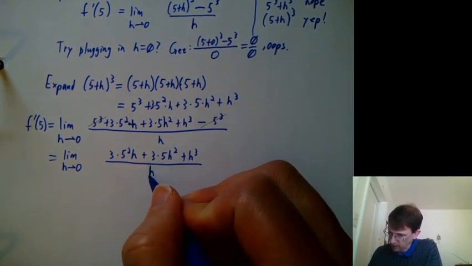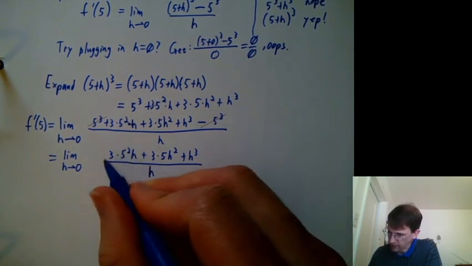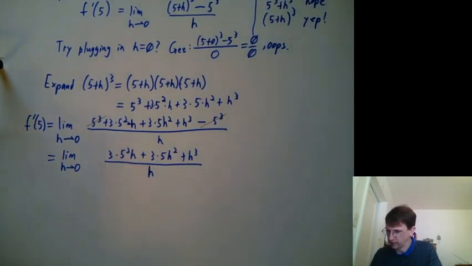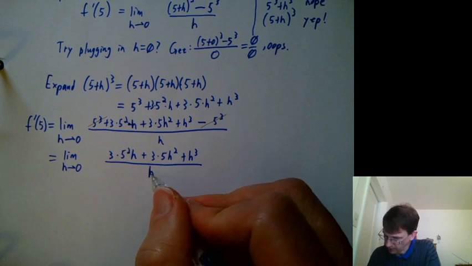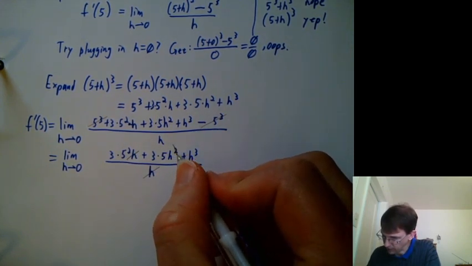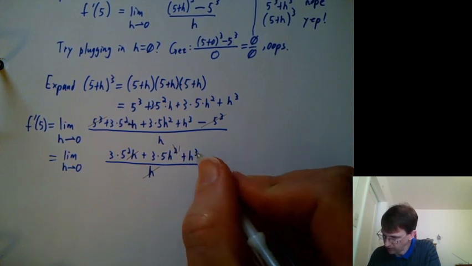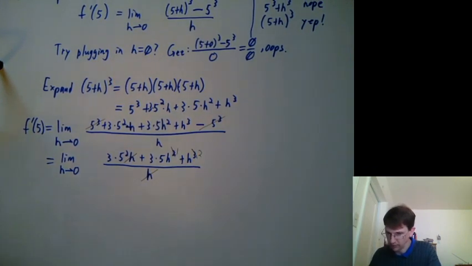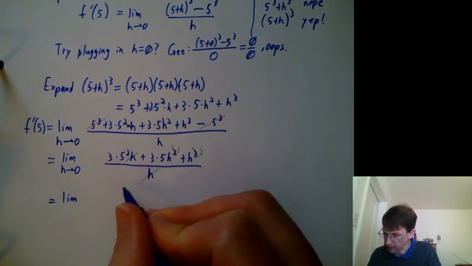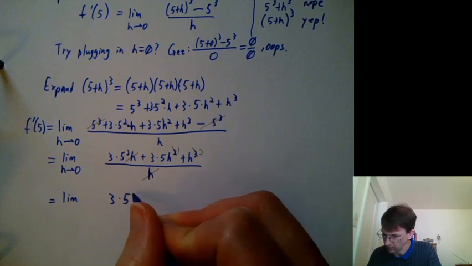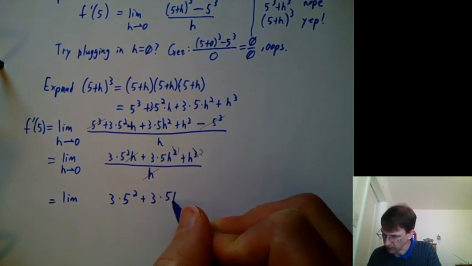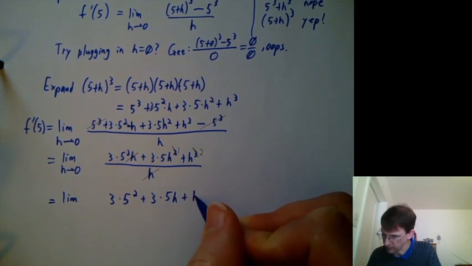And what can I do now in terms of canceling? Well, I've got an h in this term and an h in that term and an h in that term, so I can cancel the h with the h there. With just the squaring part of the h there, it becomes a 1, and the cubing part becomes an h^2. So I get the limit. Now I don't have a denominator anymore. 3 times 5^2, the h got canceled, plus 3 times 5h plus h^2.